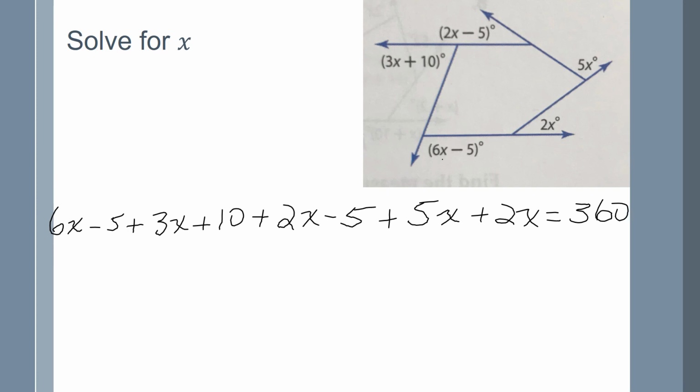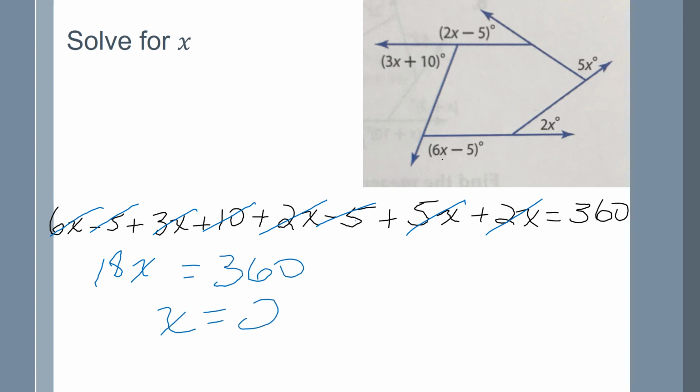Now, one of the things I find helpful is that when I'm doing these problems, I'm going to combine my x's and my other numbers. I just cross them out. So 6x plus 3x is 9x, plus 2x is 11x, plus 5x is 16x, plus 2x is 18x. Minus 5 plus 10 is plus 5. 5 minus 5, 0. So 18x equals 360. X equals 20.